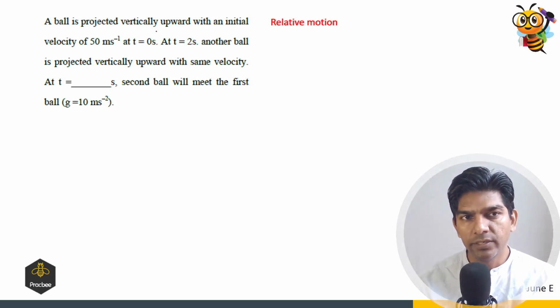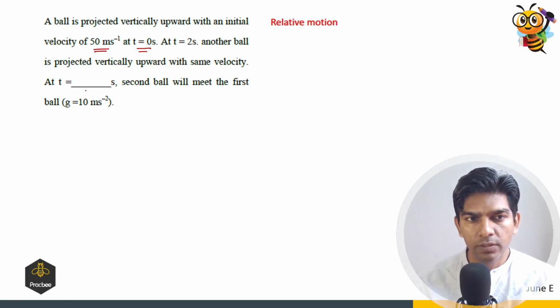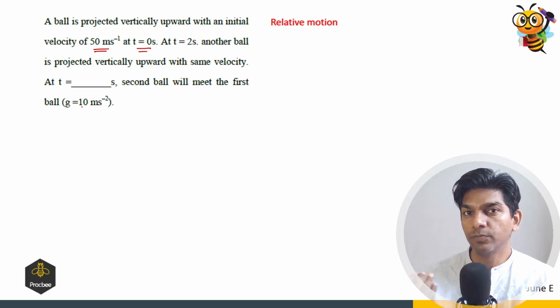A ball is projected vertically upward with an initial velocity of 50 meters per second at t equals 0. At t equals 2 seconds, another ball is projected vertically upward with the same velocity. We have to find the time at which the second ball will meet the first ball. So we have to find the time from the beginning.